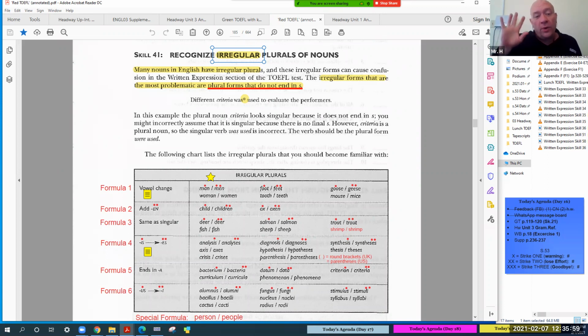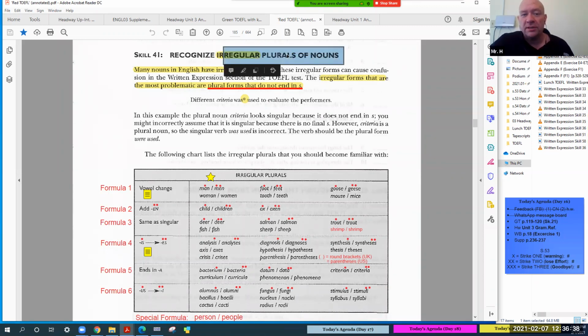So what is a regular plural, gentlemen? A regular plural noun. How do you make a noun plural normally? With S. Exactly. Either S or ES. Do you understand, gentlemen? Okay, that is a regular plural. Just add S or ES.